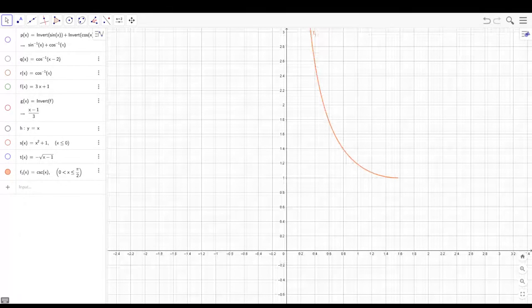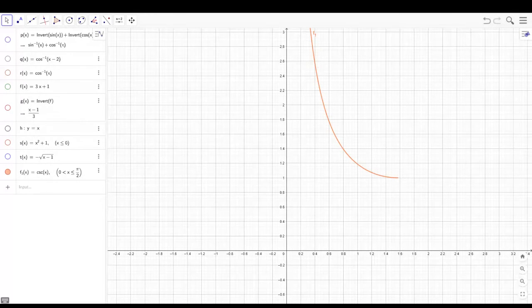So the question now is, why does this function have an inverse on the interval 0 to pi on 2? Who can tell me? Lisa, what do you think? Yeah, horizontal line test. It's a decreasing function. And therefore it's one-to-one, as Abdul Rahman has said. So it passes the horizontal line test. It's a decreasing function, it's one-to-one, so it's got to have an inverse.